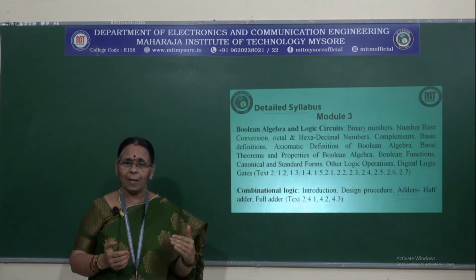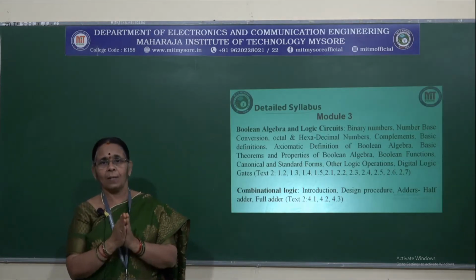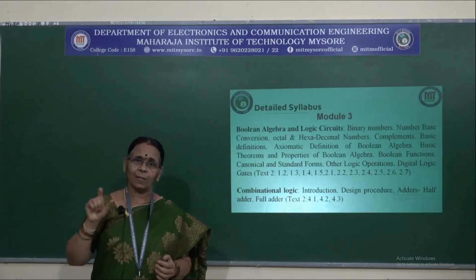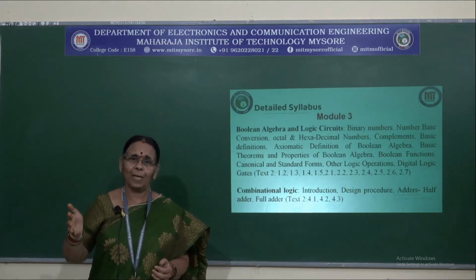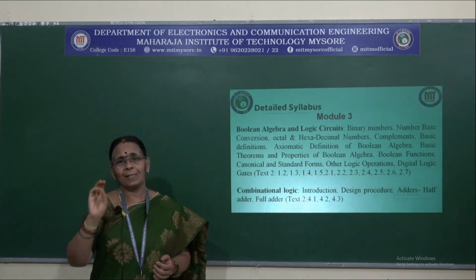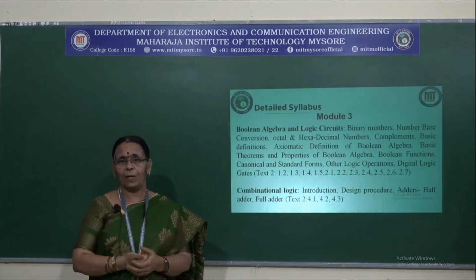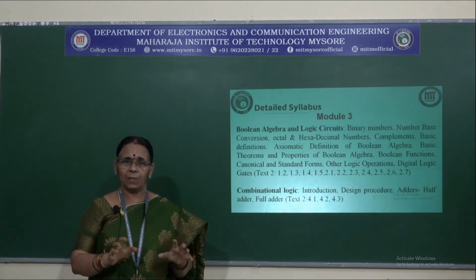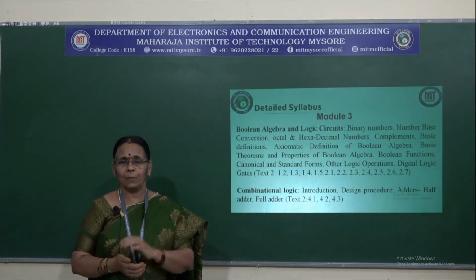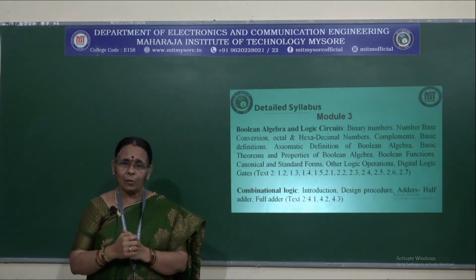So module 1 and module 2 basically focus on the analog electronic circuits. Basically, electronic circuits are classified into two types. One is analog electronic circuits and the other one is digital electronic circuits. So the two modules, whatever we are going to study, are focusing on analog electronic circuits. From module 3 onwards it is digital electronic circuits.